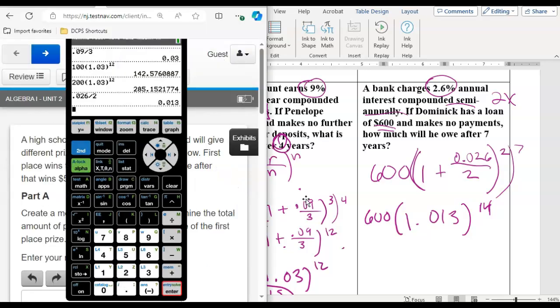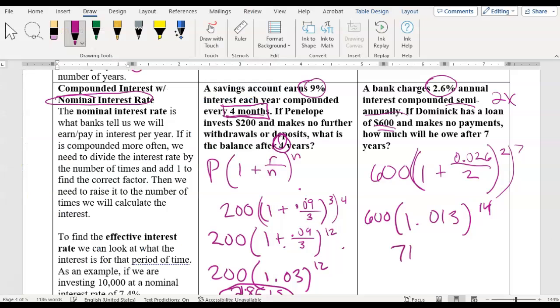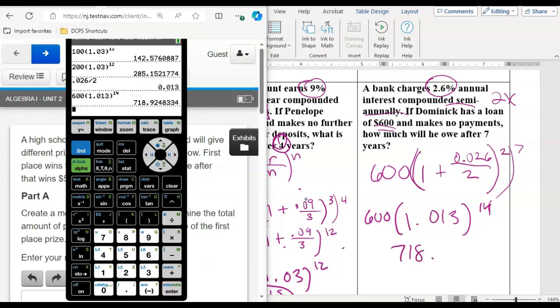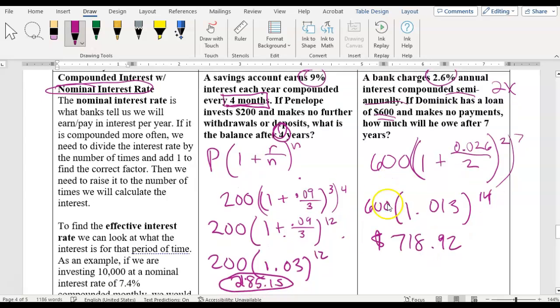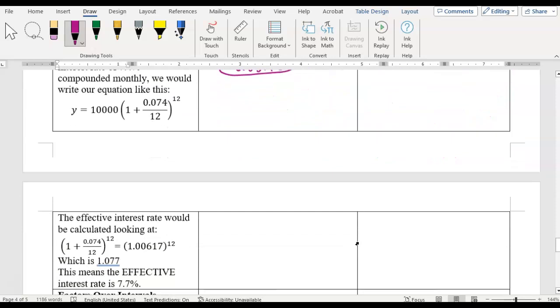So then you can go ahead and calculate that 600. Make sure you put the correct initial amount to the power of 14. And we get $718.92. So does that make sense? He had a loan of $600. He has to pay interest after 7 years. He has to pay back more. That does make sense. All right.